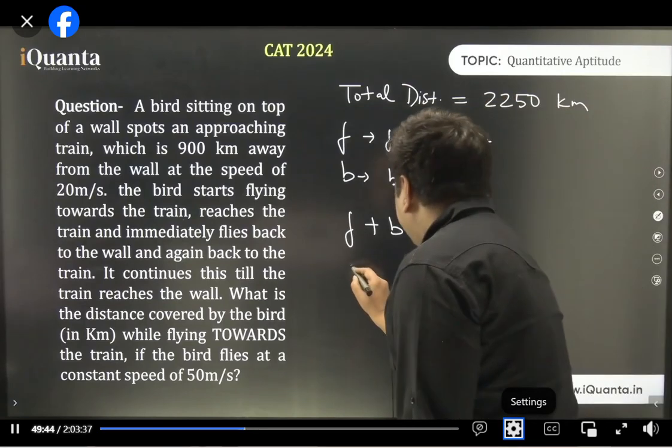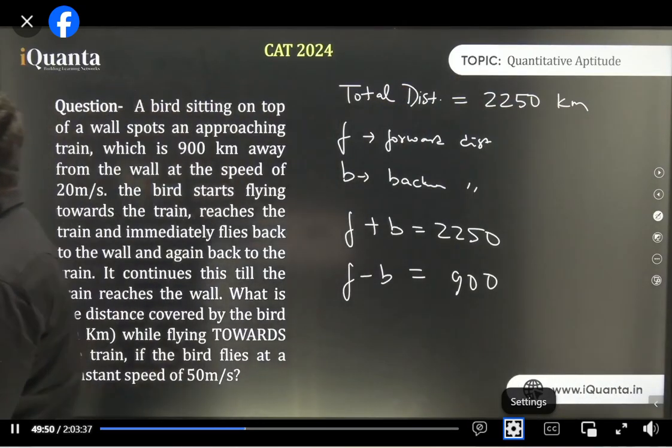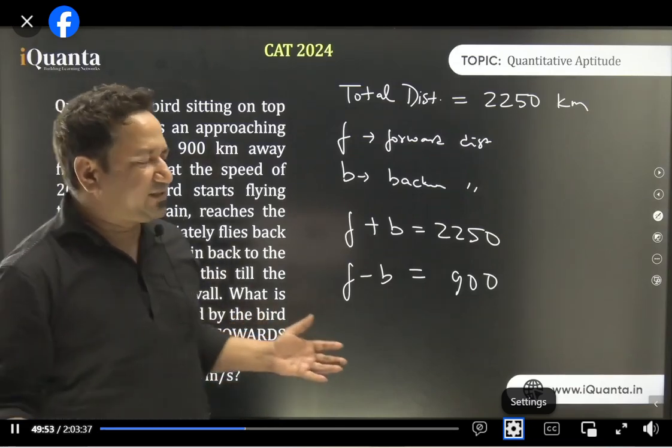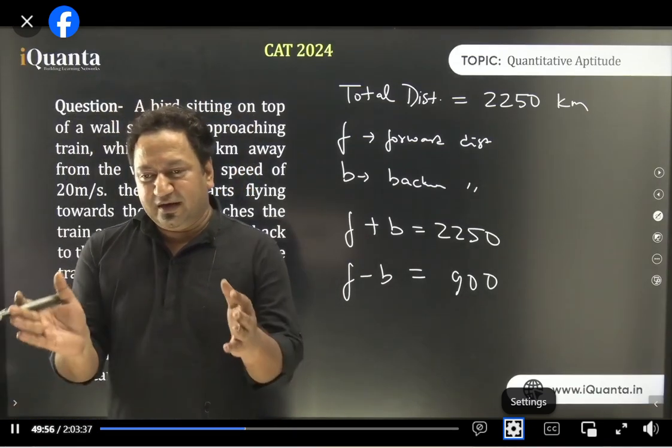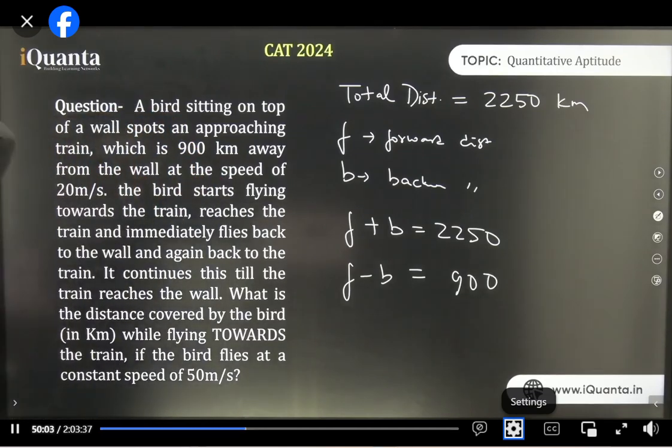Can I also say that f minus b is 900? See, what has the bird done? The bird has just wasted her time in flying. Overall, her displacement is 900 only. Whatever distance she went forward, we subtract the backward distance from it, 900 only, because the real distance traveled is only 900. Is the second equation clear to all of you?